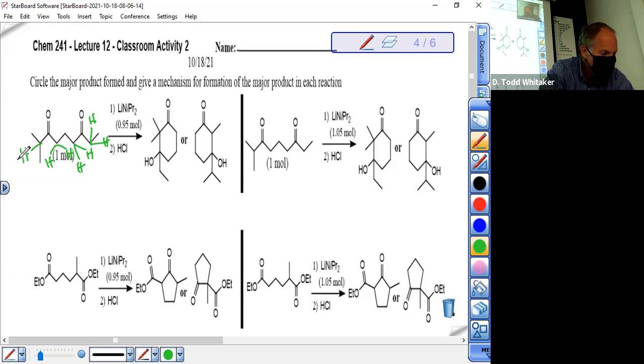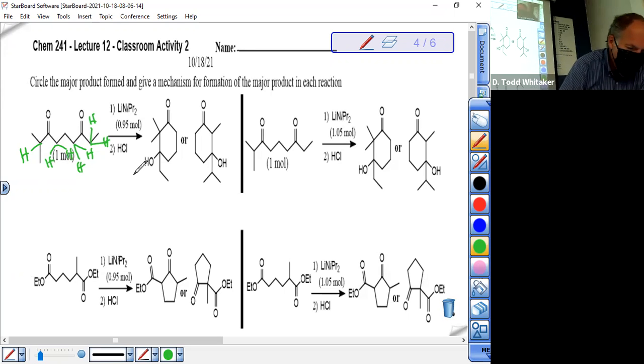You got it down to this H or one of these two H's. Which of those is less hindered? The two on the right. This has a methyl over here. This has 2 methyls. LDA only knows how to take that.